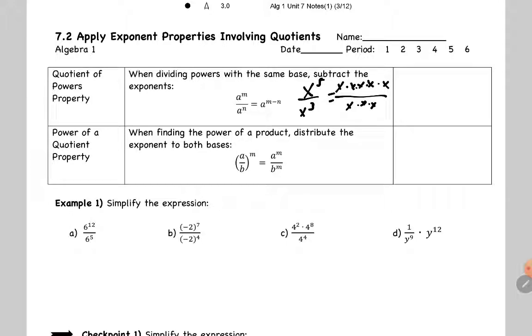When everything's being multiplied together, you can cancel out stuff like that. And I'm left with x squared up top. So that's where this comes from. x to the 5 over x cubed is equal to x to the 5 minus 3, which is x squared.